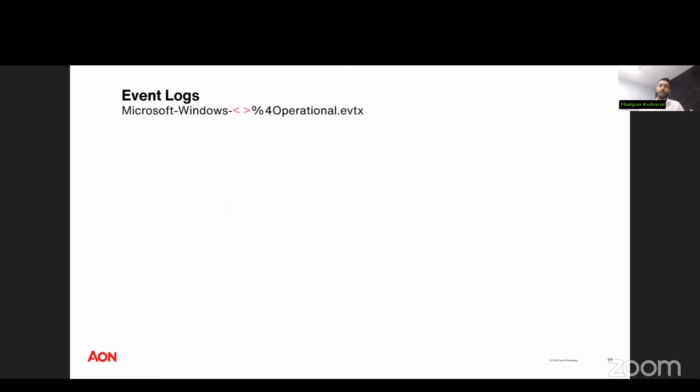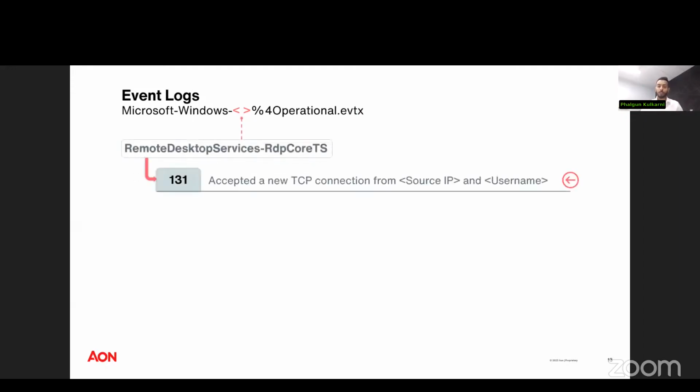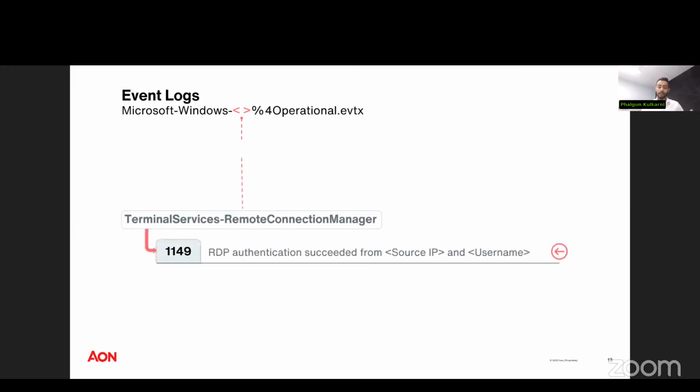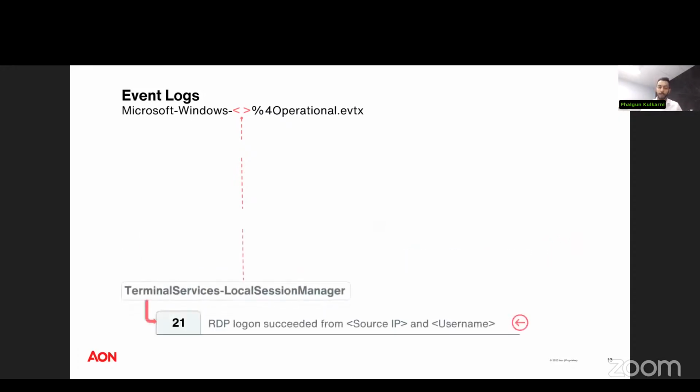Next, let's talk about RDP, or Remote Desktop Protocol, event logs. RDP is one of the most commonly used methods by threat actors to move laterally in an environment. So we include event ID 131, which means that a destination system accepted an RDP connection. Next, we have event ID 1149. It suggests that an RDP authentication was successful. And we also include event ID 21, which means a successful RDP logon.